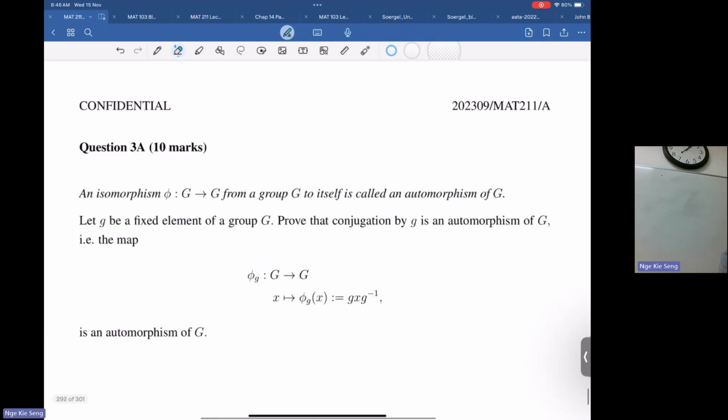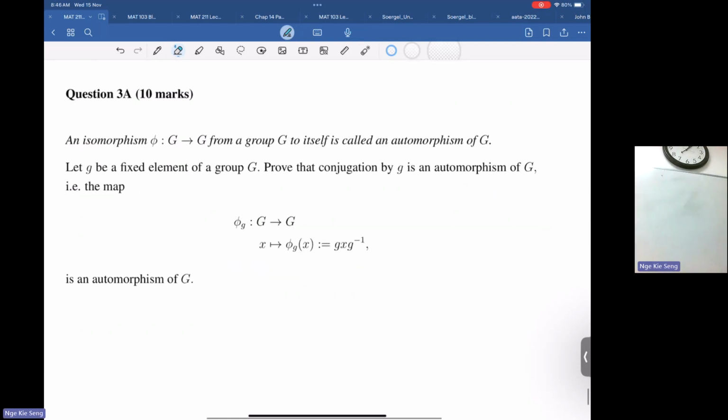Okay, let's proceed. Question 3. Let g be a fixed element of a group G. Prove that conjugation by g is an automorphism of G. The map phi g from G to G, sending x to g x g inverse, is an automorphism of G.